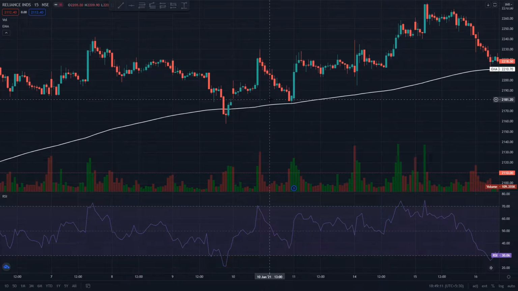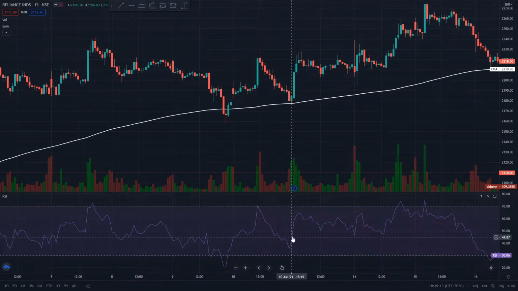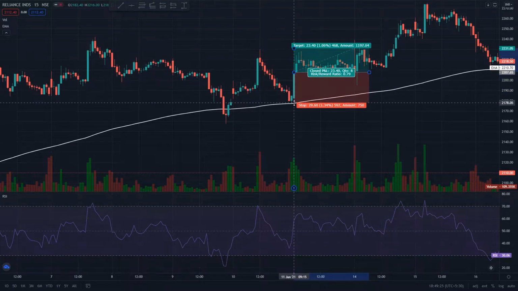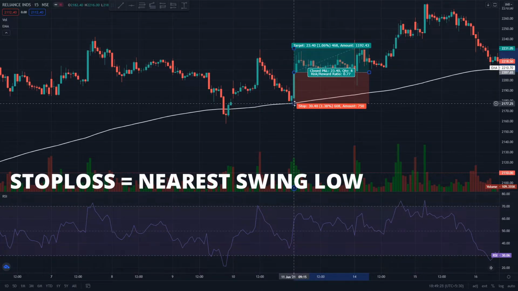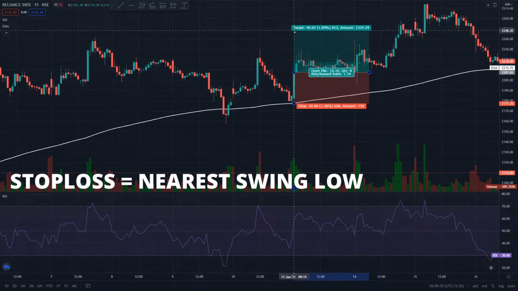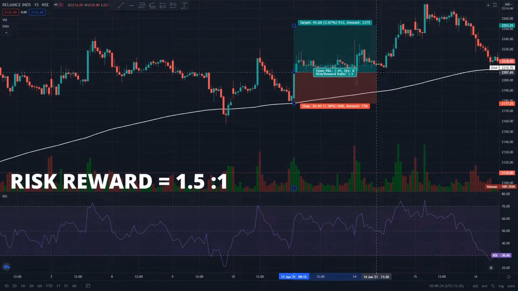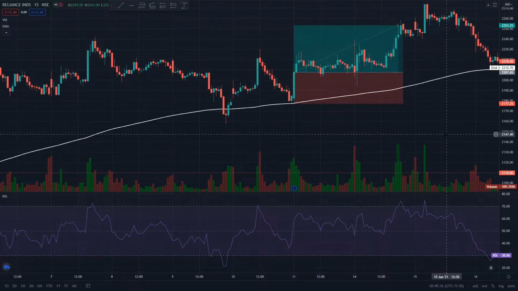So you are looking for when the RSI crosses the 50 level from below. So let's go to this. RSI crosses the 50 level from below and the price is above the 200 EMA. We are going to take a long trade on this candle. When it closes, we would buy here, set our stop loss to the nearest swing low, and then we are aiming for a 1.5 risk reward ratio. So this trade would have been a winner.